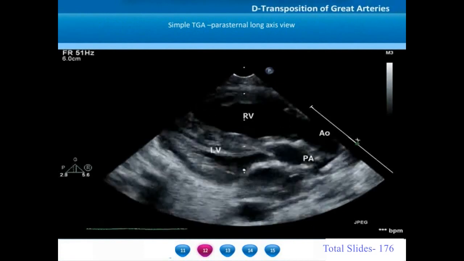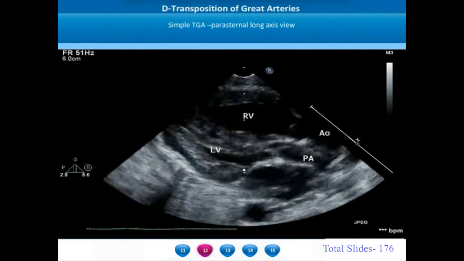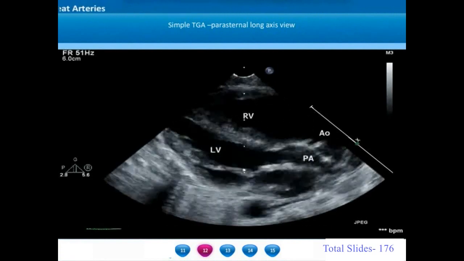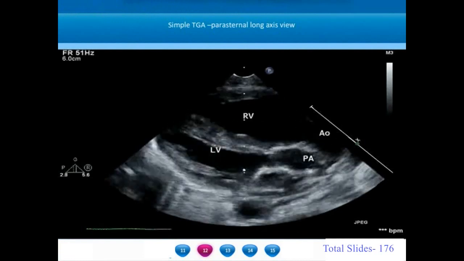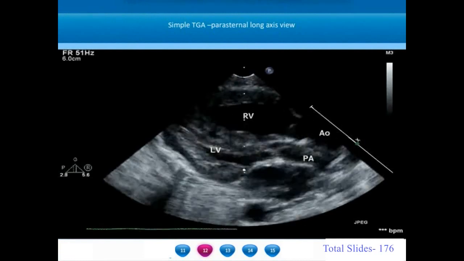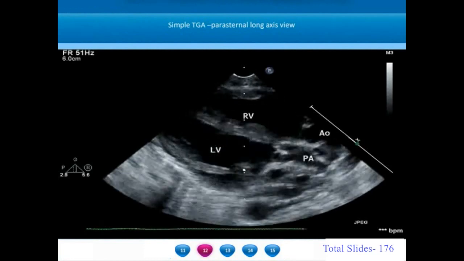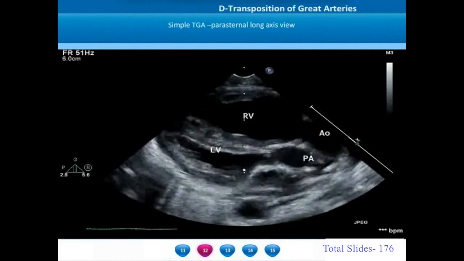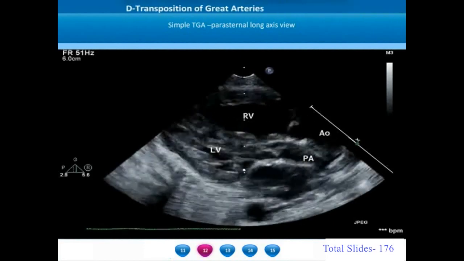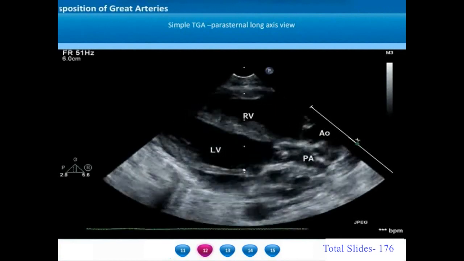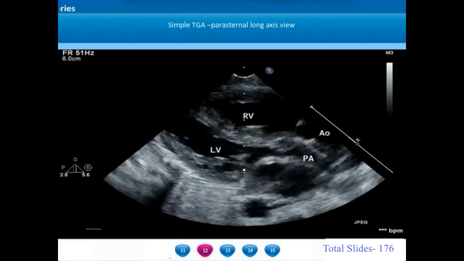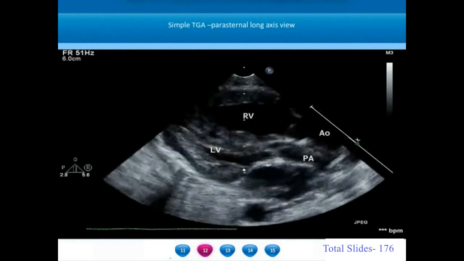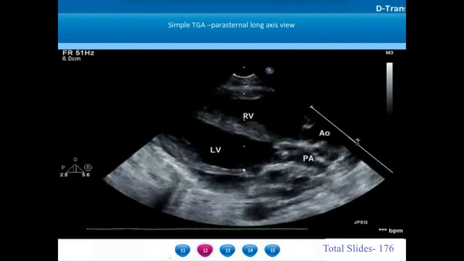On this parasternal long axis view, we can identify the entire cavity of the right and left ventricle. The right ventricular free wall is thickened, indicative of right ventricular hypertrophy. The aortic valve and the pulmonary valve are seen. The aortic valve is anterior and pulmonary valve is posterior. In a simple transposition of great arteries, in the early neonatal period, the pulmonary annulus and the main pulmonary artery may sometimes look smaller than the aortic valve and the ascending aorta.